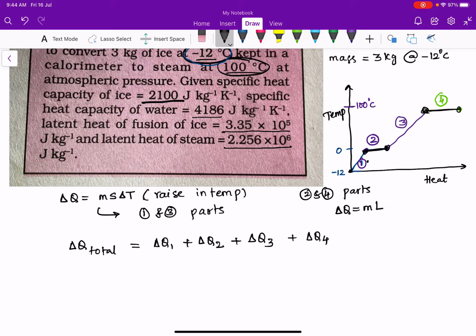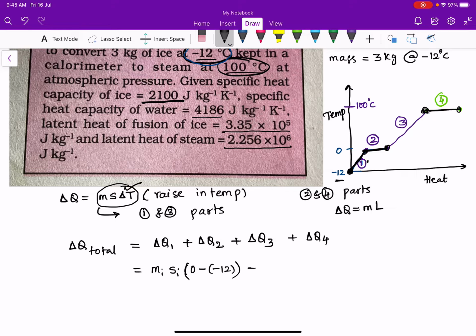First part is to raise the temperature. Whenever we supply heat energy to the ice at minus 12 degrees Celsius, the temperature rises from minus 12 degrees Celsius to 0 degrees Celsius. When there is a change in temperature, we apply this formula, m s delta T. So here, mass of the ice into specific heat of the ice into change in temperature. How much is the change? Final temperature is 0 minus initial temperature, minus 12, for this case.